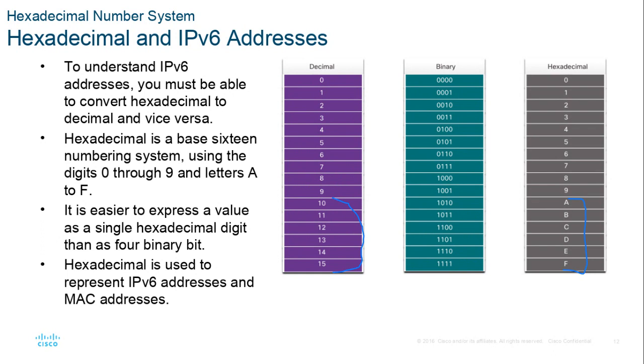Hexadecimal maps exactly to binary because each hexadecimal digit, for example, the hexadecimal value E, is exactly equal to this binary pattern. So it's very easy to convert back and forth from hexadecimal to binary using this chart.